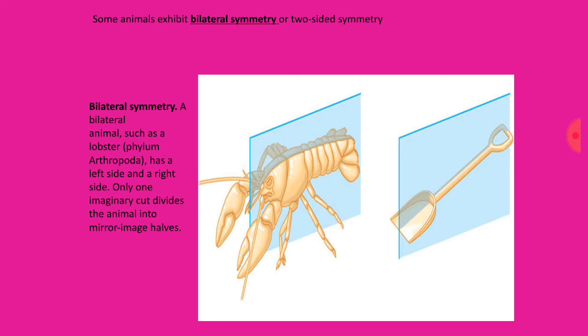You can see when we cut the animal along the longitudinal axis, it divides the animal into two equal halves, right and left halves. Both are mirror images.